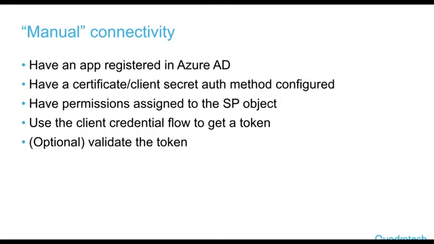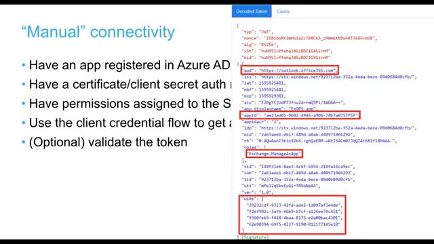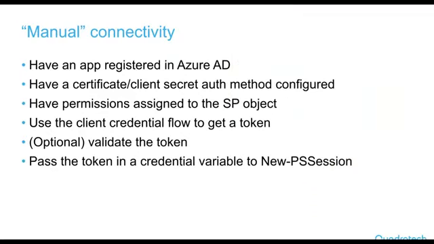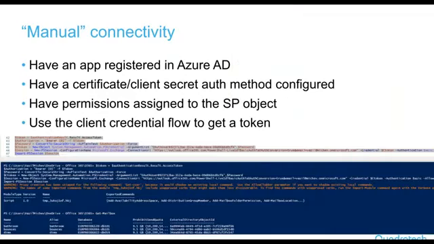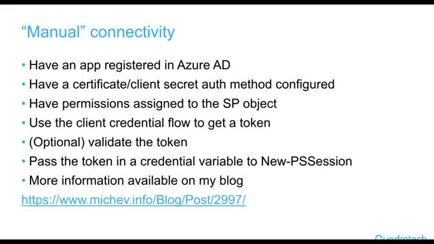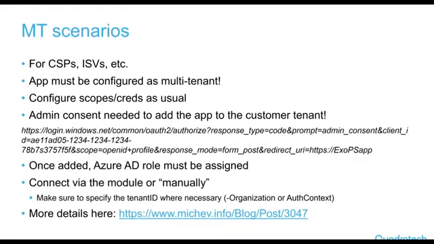That was the whole idea of the demo. I can validate the token as we did in gwt.ms, make sure that all the necessary permissions are configured and that the application is configured to access Exchange Online and so on. And then I can simply pass it as a variable. This was the example that should have worked the first time, but something happened. So you can use the good old New-PSSession method to connect via this automated way. And more information is in the blog post if you need it.